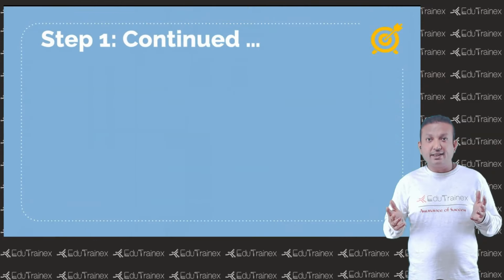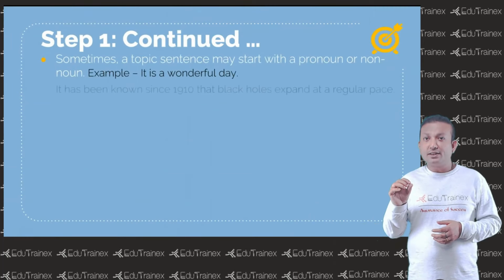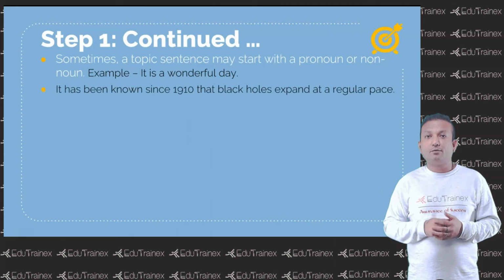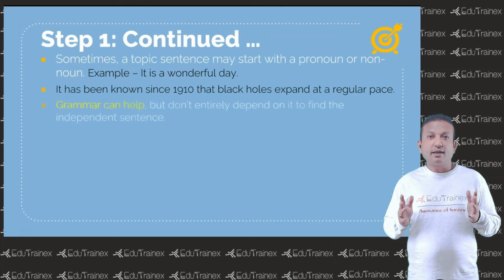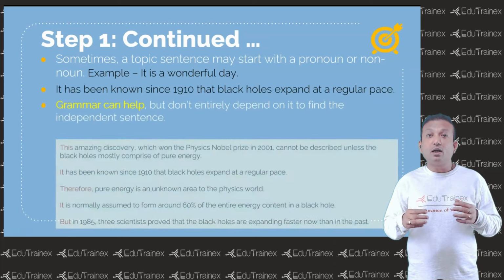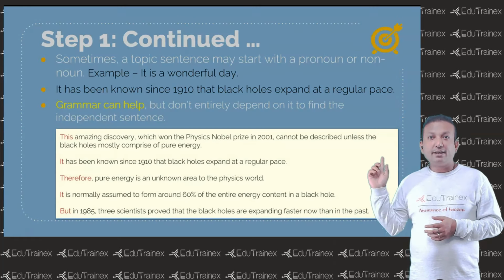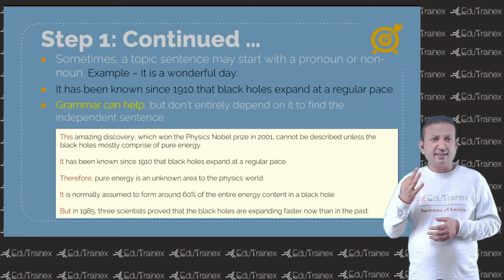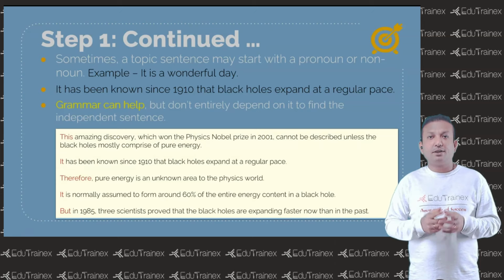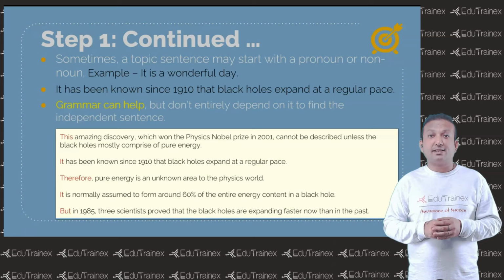Now sometimes we say "it's a wonderful day" or "it's been a long time since we met." In these sentences, notice that they begin with "it," which is a pronoun. So don't rely blindly on grammar alone. There are exceptions like this which you need to be aware of and figure out after looking closely into it. In this example, you were easily able to filter out at least 3 sentences using grammar. But you still need to use your due diligence to figure out the independent topic sentence.